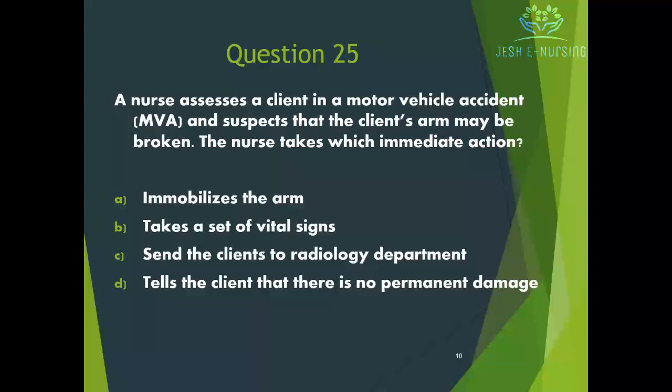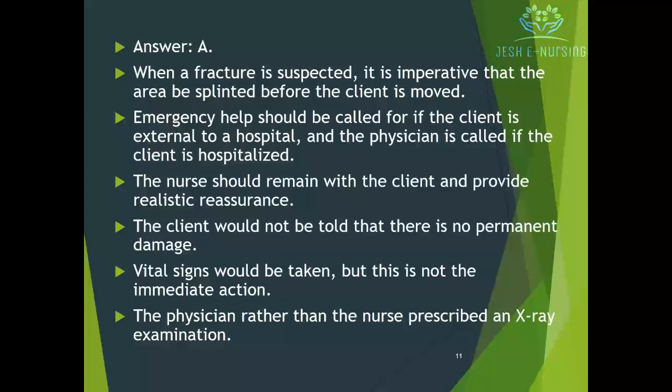Next question, question number 25. A nurse assesses a client in a motor vehicle accident and suspects that the client's arm may be broken. The nurse takes which immediate action? Initial action. Always remember the keywords. Immediate action: immobilize the arm. That's the answer. When a fracture is suspected, it is imperative that the area be splinted before the client is moved. Emergency help should be called if the client is outside the hospital, and the physician is called if the client is hospitalized.